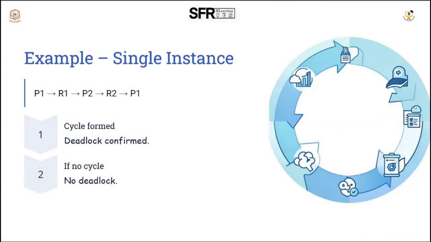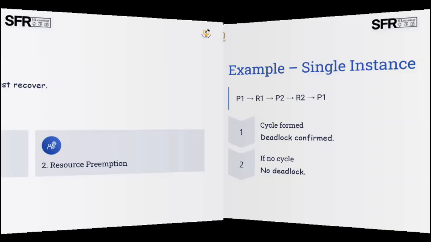Example for single instance: P1 uses R1 and P2 uses R2, but R2 is needed by P1. So the cycle is formed. The deadlock is confirmed. If no cycle, then there is no deadlock.